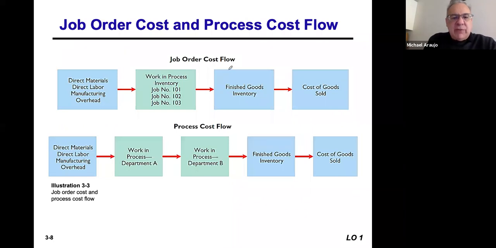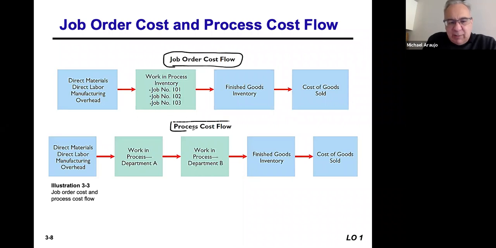This is how some of those differences look in a diagram when you're looking at the cost flow. Again, chapter 2 looked at job order costing. We start with direct materials, direct labor, and overhead. We assign those costs to work in process inventory per job. Once those jobs are done, it gets moved to finished goods inventory. And then once those finished goods are sold to customers, it's cost of goods sold. So this was chapter 2 stuff.